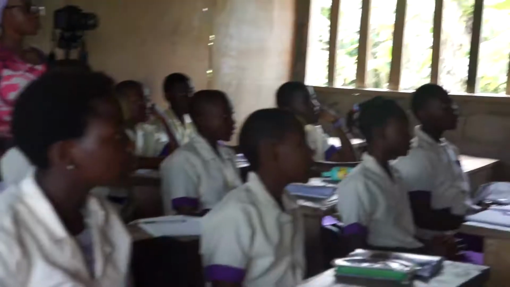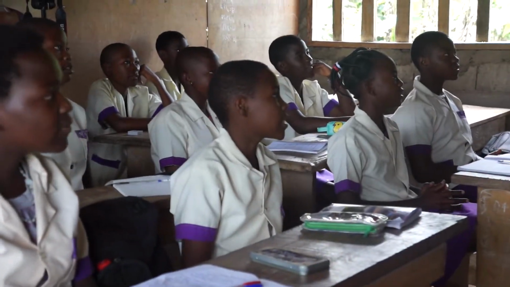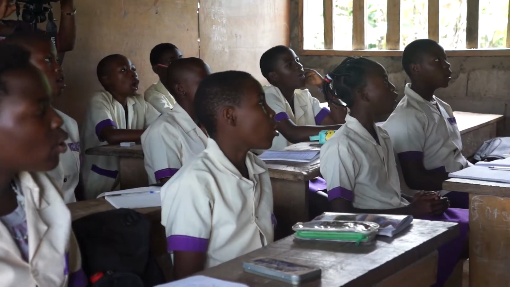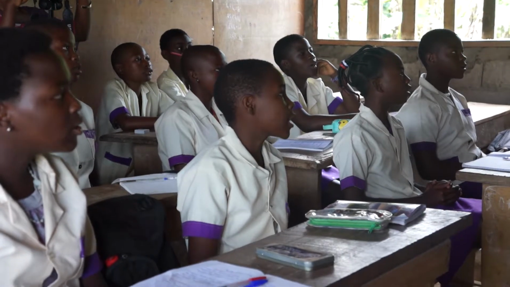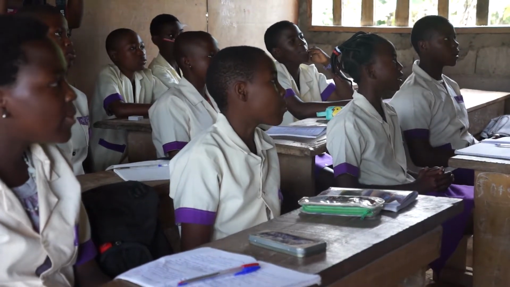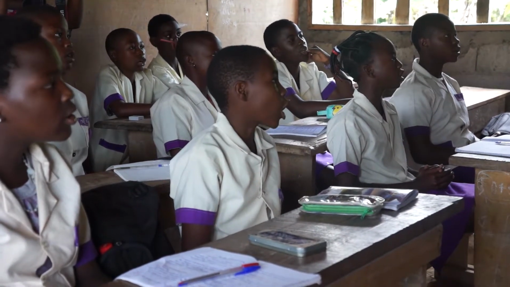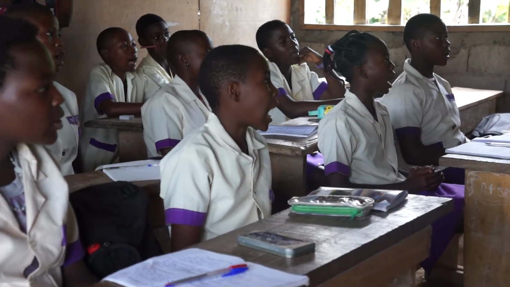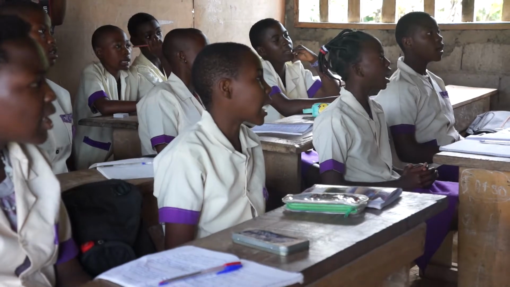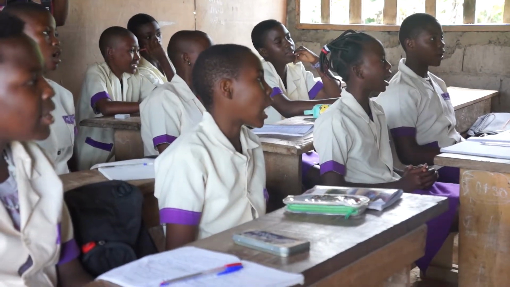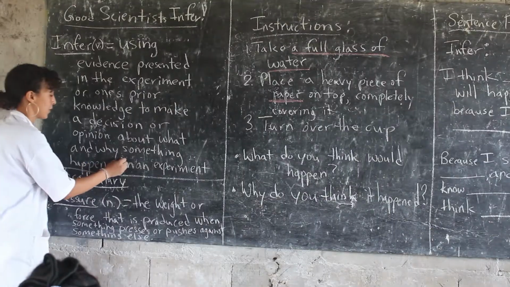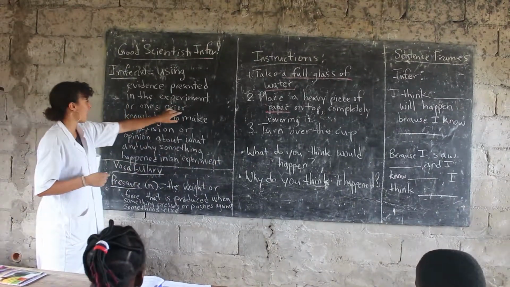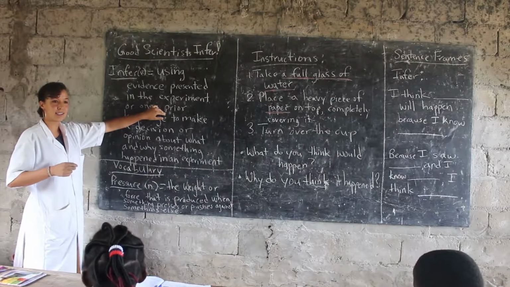1, 2, 3, go. Using evidence presented in the experiment or one's prior knowledge to make a decision or opinion about what and why something happened in an experiment. Wonderful, good reading. So, we have one word there that was a little bit difficult. Prior. Does anyone know what prior means?